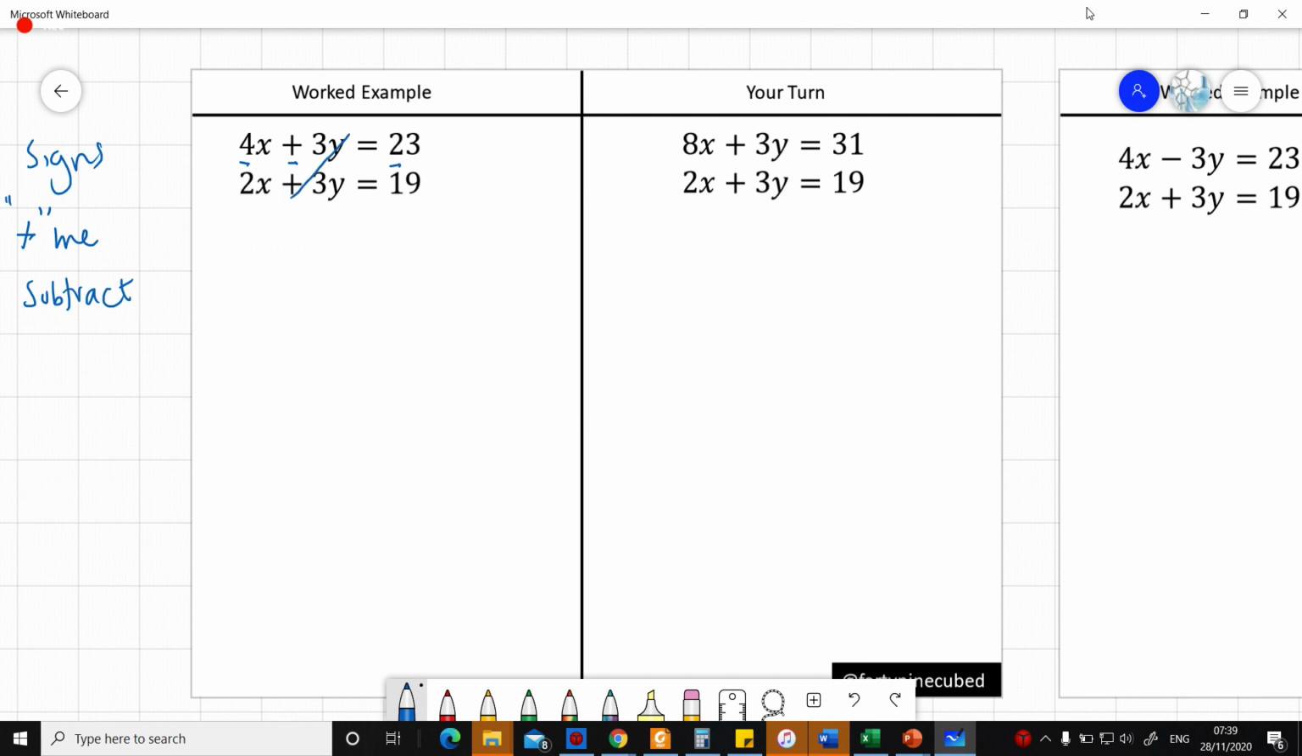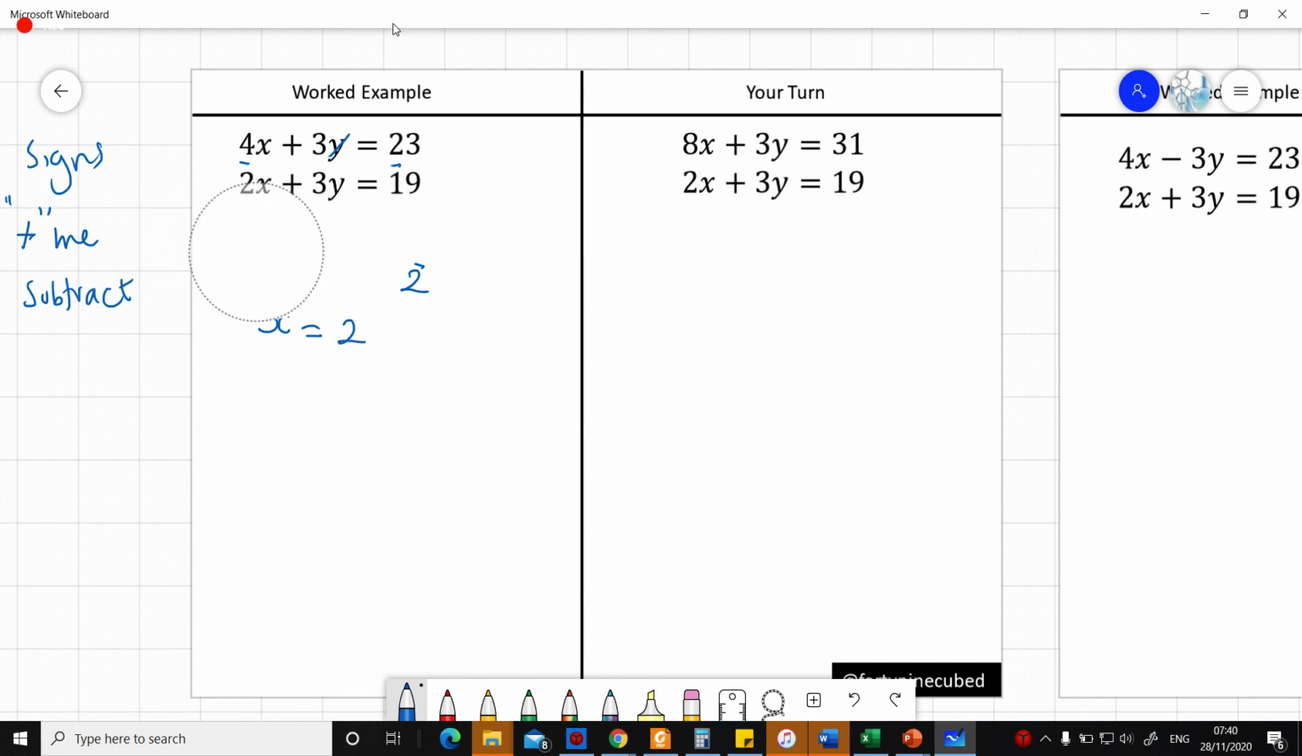So 3 take away 3 is going to be 0. That's eliminated. That's what it means. We eliminated one variable. Now 4 take away 2 gives me 2x, and 23 take away 19 gives me 4. Now I have 2x equals 4. That means I divide by 2 on this side because I'm timesing by 2. The inverse of that will be divide. That gives me x is equal to 2.